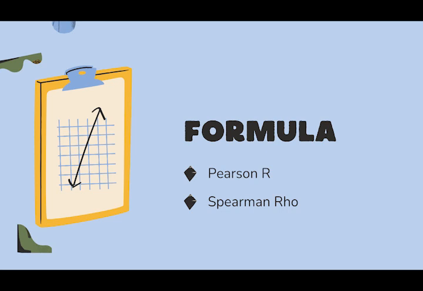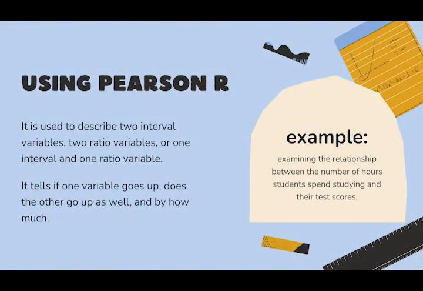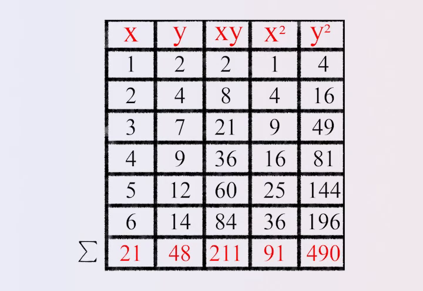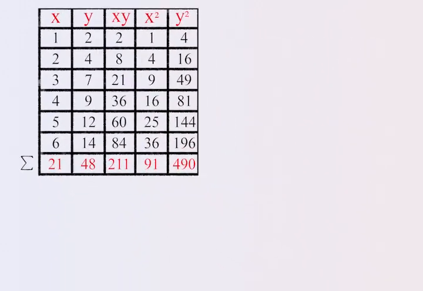It's better to have your data ready so we can just substitute the values in our data with the variables in the formulas. Starting with the Pearson R, which we use to describe two interval variables, two ratio variables, or one interval and one ratio variable. First, have your data prepared. We'll substitute any variable for the corresponding data on the formula. From here on out, it should be easy.